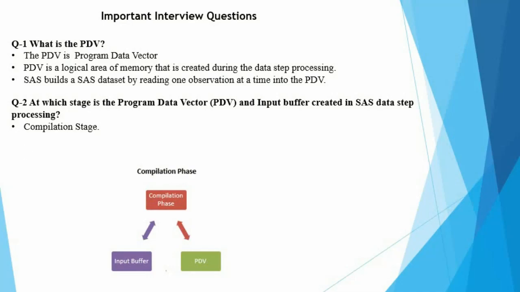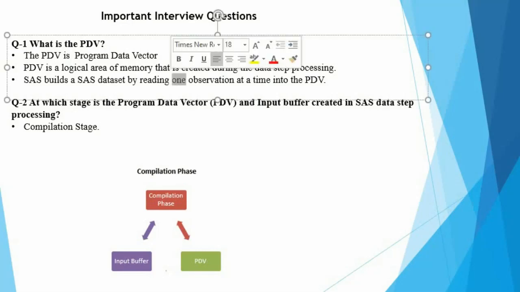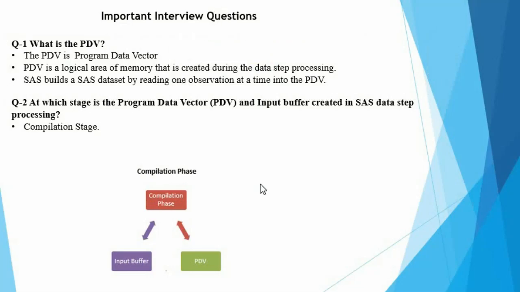As we know, it is a program data vector, a logical area of memory that is created during data step processing. And the most important thing here is that SAS builds a SAS data set by reading one observation at a time. So in the SAS data step, one observation will be read at a time. You have to remember this line.